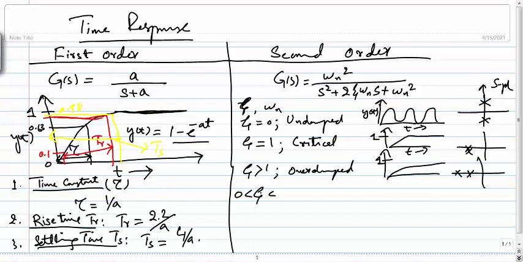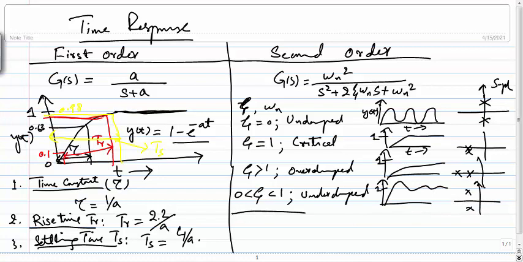Now the last one is a response that is between 0 and 1, and it is known as underdamped. For underdamped response, what do you mean? You mean that you have overshoot. It will do something like this. If this is 1, this happens when you have complex poles here. So this is the behavior of a second order system with respect to pole location and zeta.